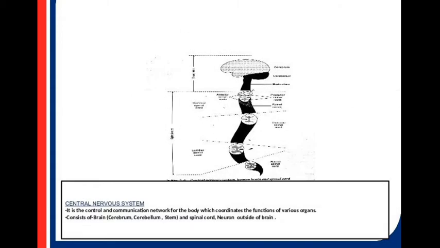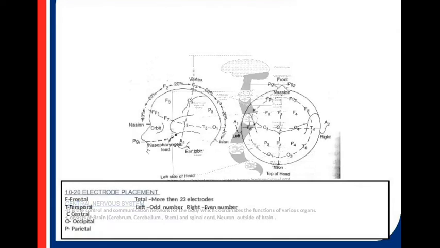One more important concept is the central nervous system. Basically, the central nervous system is nothing but a communication network for the coordination of the brain and various body organs. It consists of the brain, cerebrum, brainstem, spinal cord, and neurons outside of the brain.